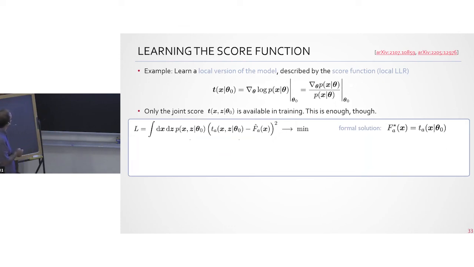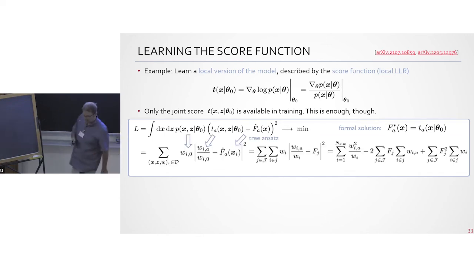Let us learn a local version of the model. It's a likelihood ratio constrained to small parameters. This is what we call the score vector. Formally, one can write a loss function for the score vector on the joint space, and we measure the individual components of the score vector with a tree algorithm. The formal solution works as before, but now what we can do is take that loss function on the joint space and interpret it in the simulation, and each piece has its meaning.